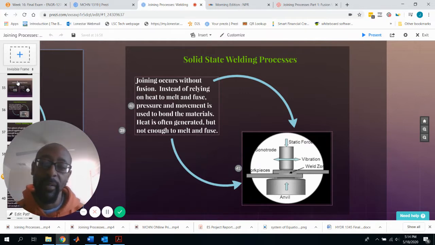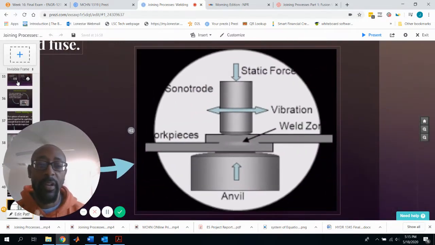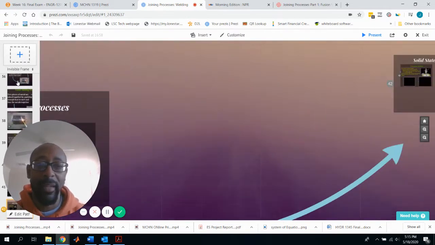Now, in the solid state welding processes, you're still going to be joining two things and there's still going to be heat involved, but the primary things that are causing the bond are going to be pressure and movement. Okay, so that's a solid welding process. Heat is often generated, often by friction, but that is not enough to melt and bond the metal. What's causing the bond of the metal is pressure and then movement. Then here you have an example of an ultrasonic welding, and we'll talk about that on the next slide.